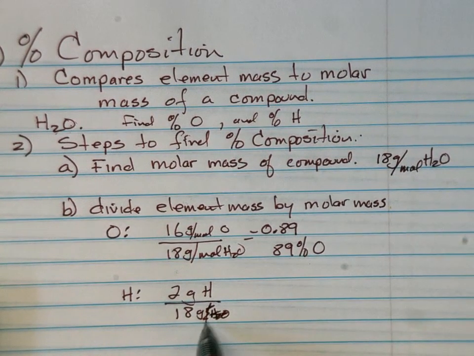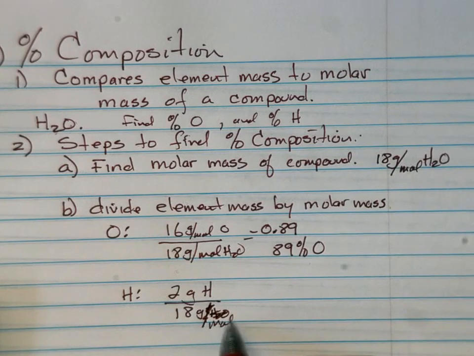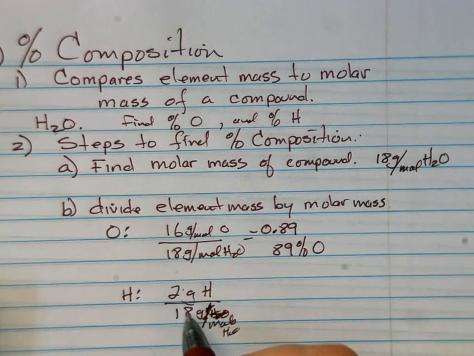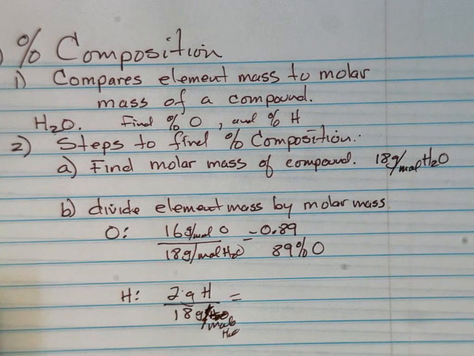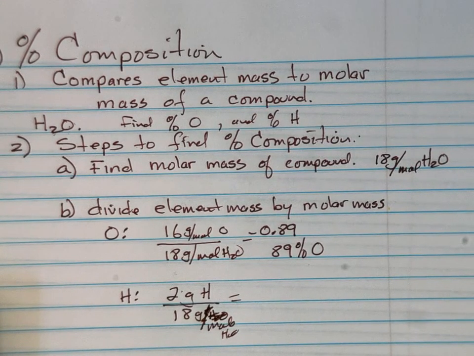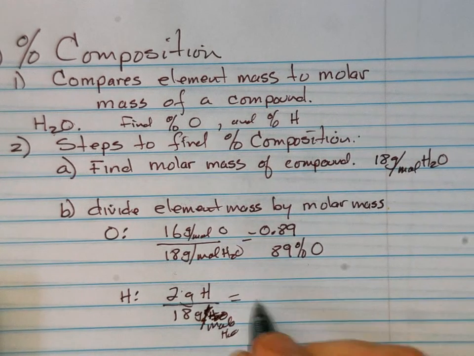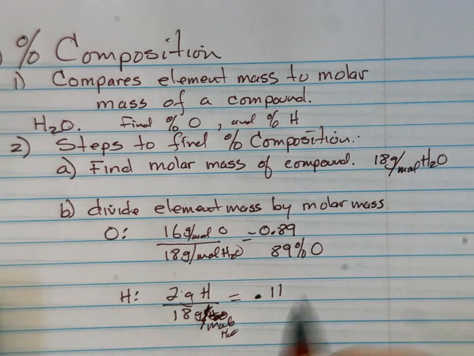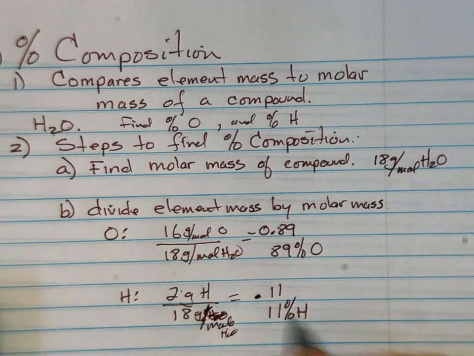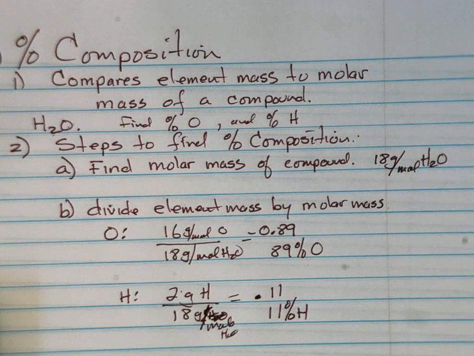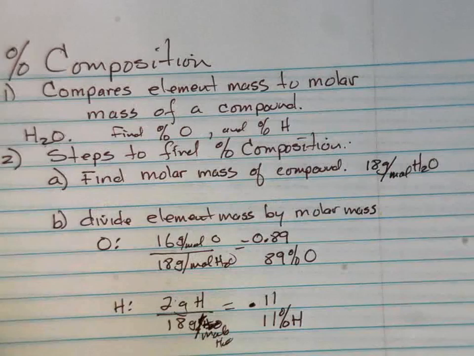So that should have been grams per mole of H2O. What is 2 divided by 18? I know it's going to be 11, right? Let's just make sure. 2 divided by 18 comes out to be 0.11, which is 11% hydrogen. So that's how you would do these problems.